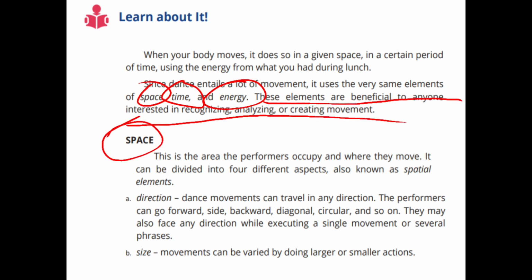Okay, space. This is the area performers occupy when they move. So for example, in a hall, that's a space. It's an area where a person performs or moves or occupies. It can be divided into different aspects, also known as spatial elements. First is direction. The dance movements can travel in any direction, north, east, west or wherever. Pwede po siya go forward, side, backward, diagonal, circular, and so on.